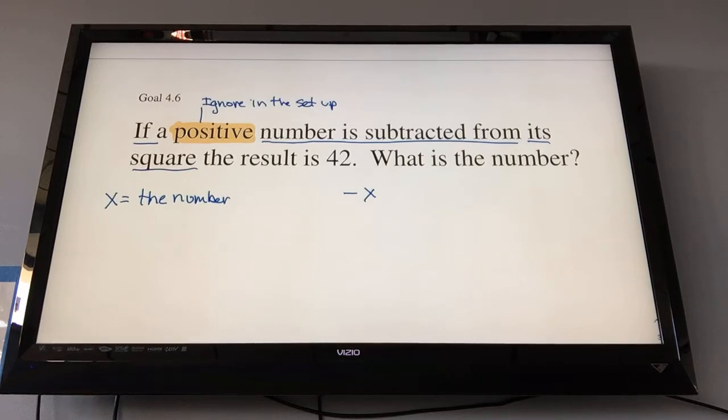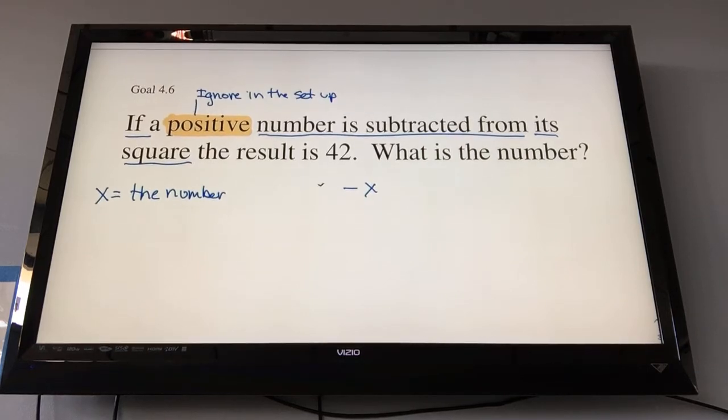How would I write that? Don't make it harder than it is. x squared. The result is, or equals, 42.